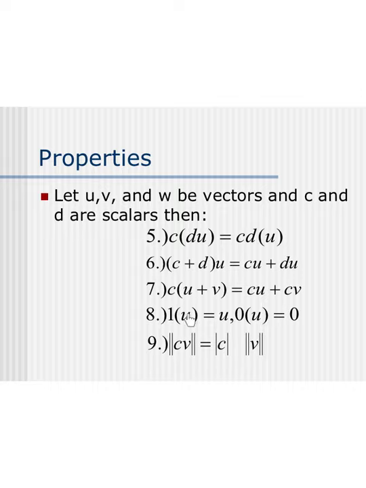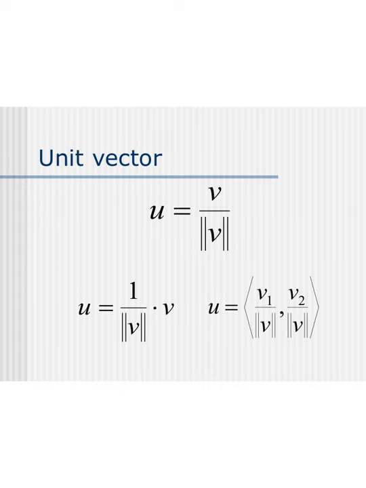For my last one, u times scalar 1 is just going to be u, and u times the scalar of 0 is going to be 0. And then for my last one, this one's kind of important. If I want the magnitude of c times v, that's going to be the absolute value of c times the magnitude of v. Again, the reason here is the magnitude is always a distance. So if you had a negative scalar, you're still going to have a positive distance because distance is never a negative quantity.